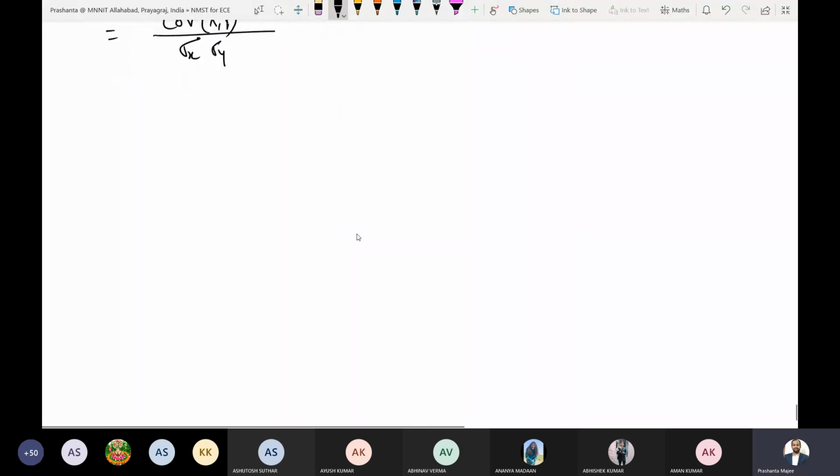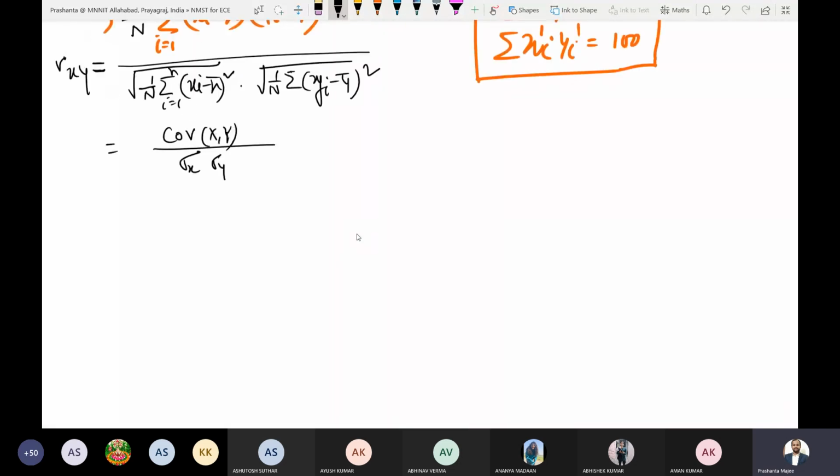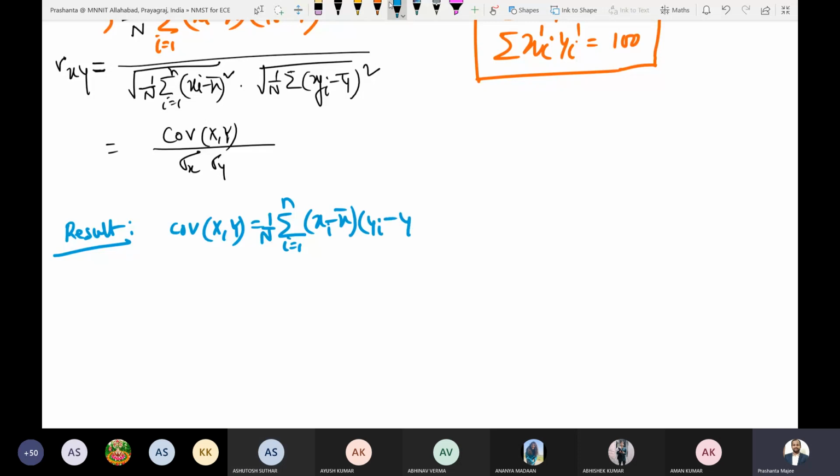So I'll be deriving the result. Before that, we find an equivalent formula for the covariance of x and y. What is the formula of the covariance of x and y? Sir, 1 upon n summation i equals 1 to n of xi minus x bar into yi minus y bar.